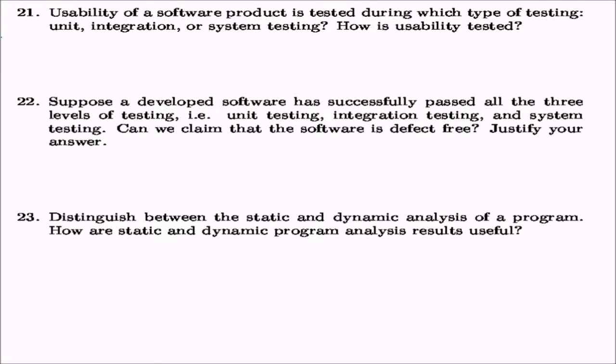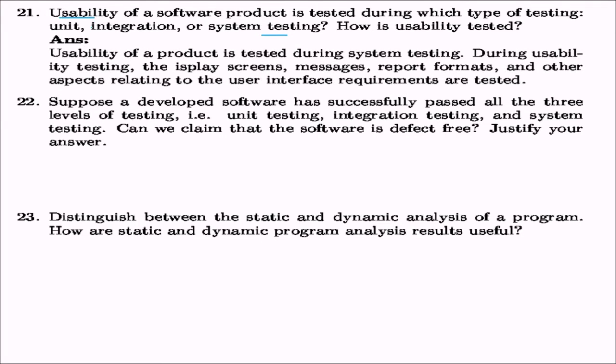So we were discussing coding and testing questions and answers of Dr. Rajiv Mall's book on software engineering. Question 21: usability of a software product is tested during which type of testing? Unit, integration, or system testing? And how is usability tested?